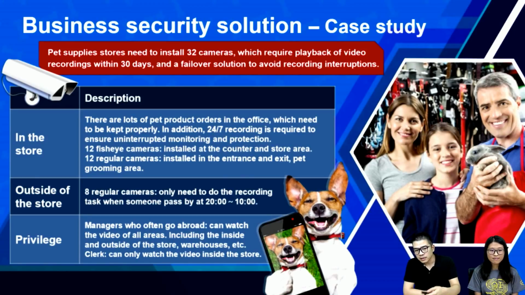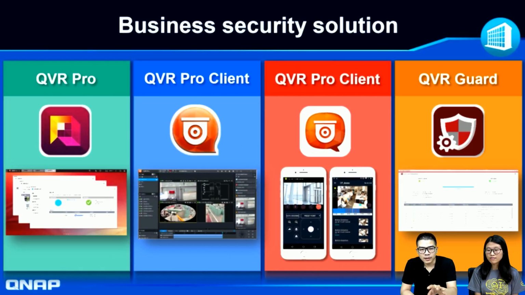So that is our successful story in the market. And in this story, what do we provide? We have four products. From the left-hand side, the green part is QVR Pro, which is the server part. Once you have set all the IP cameras and events in the server, then you can use the blue part, QVR Pro PC version, and the red part, right? Yes, QVR Pro client version, to do all the monitoring.